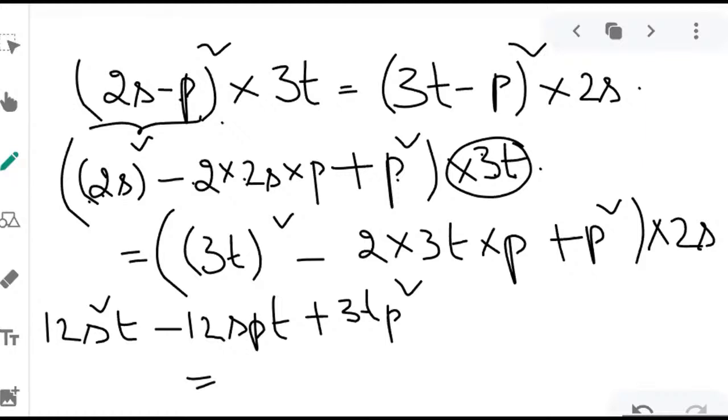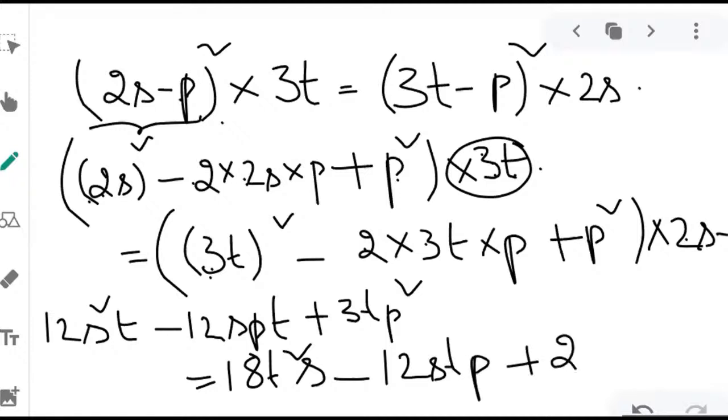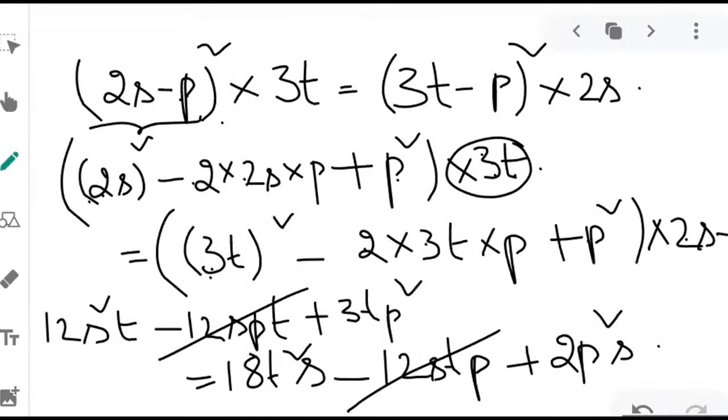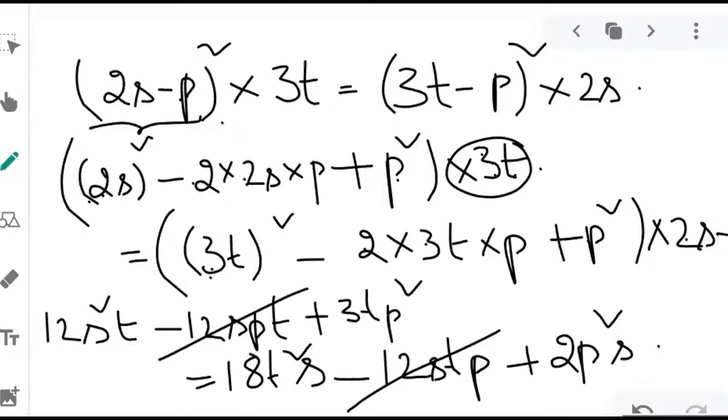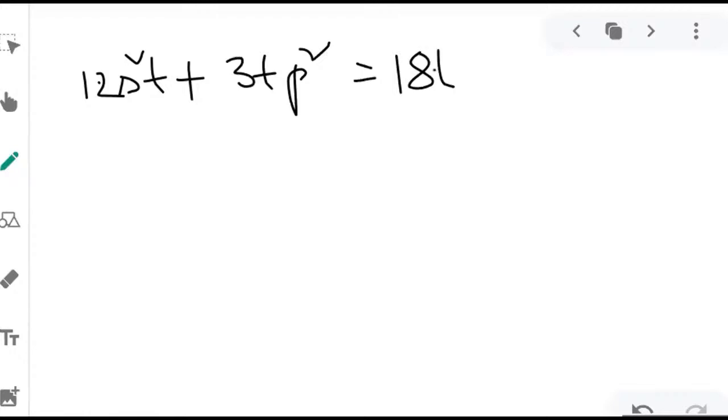Again same on the other side. 3 square is 9, 9 into 2s is 18t square s, minus 2 3s are 6, 6 2s are 12, 12tps again, so 12stp, plus p square into 2s is plus 2p square s. What is common on both sides? Minus 12spt, 12stp, same thing. So 12s square t plus 3tp square is equal to 18t square s plus 2p square s.